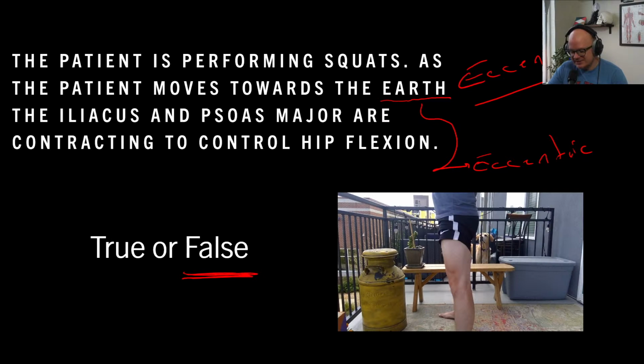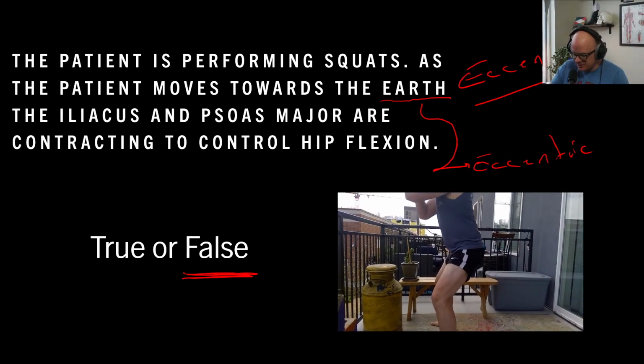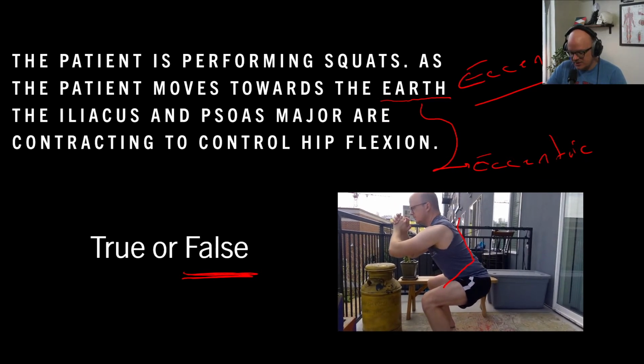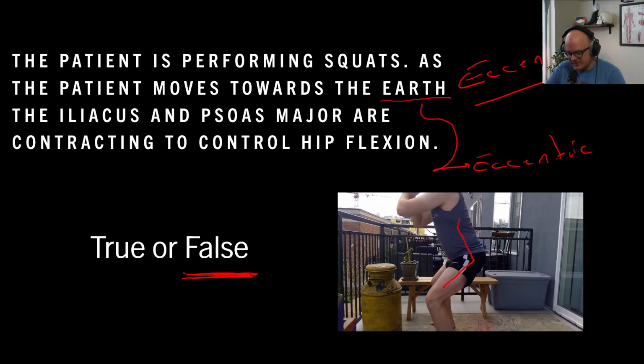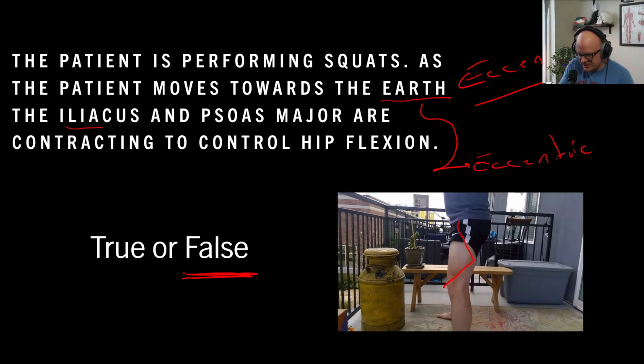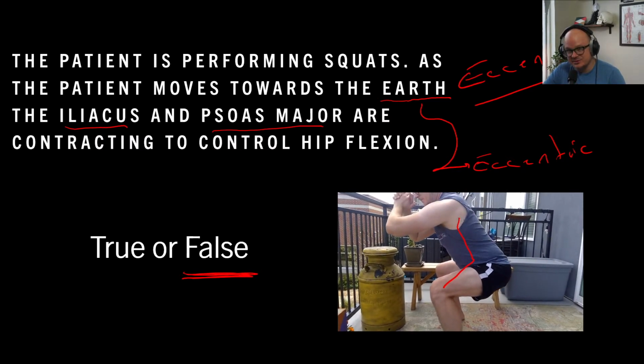The iliacus and psoas major are contracting to control hip flexion. Okay, well, when you watch the video, you'll see as I move towards the earth, the hip is flexing. So that's true. And there's no mention of a specific type of contraction. So the final thing we need to see if it's true is, are the iliacus and psoas major involved in a squat? And the answer is no.